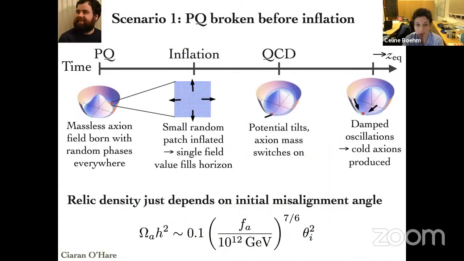There are several scenarios to break the Peccei-Quinn symmetry. You can break it before inflation or after inflation. I'm just showing one case, where it's before. You start with a massless axion, and then you have the inflation, so you stretch every wavelength, and then you have the QCD phase transition. You have a tilt in your potential, and then the axion gets its mass. From there, you have to live with an axion field.